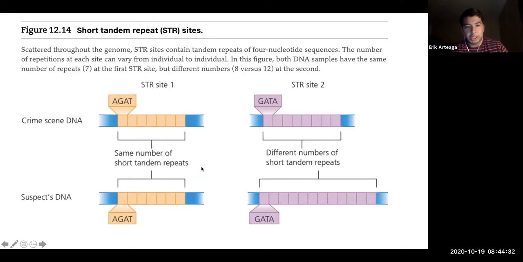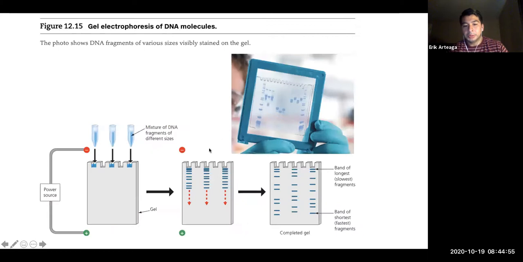short tandem repeats, identifying the father or identifying the suspect at a crime scene, to see if that individual was there. So collecting DNA, you have these tandem repeats, which are unique to individuals. Then you can identify who was there specifically based on the genetic information, right? So what you have is these tandem repeats. You have the primers or that genetic information that can be amplified in that tube.